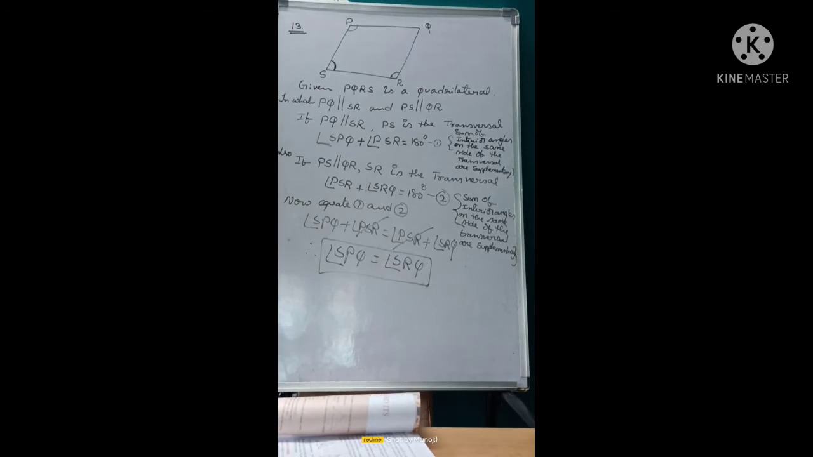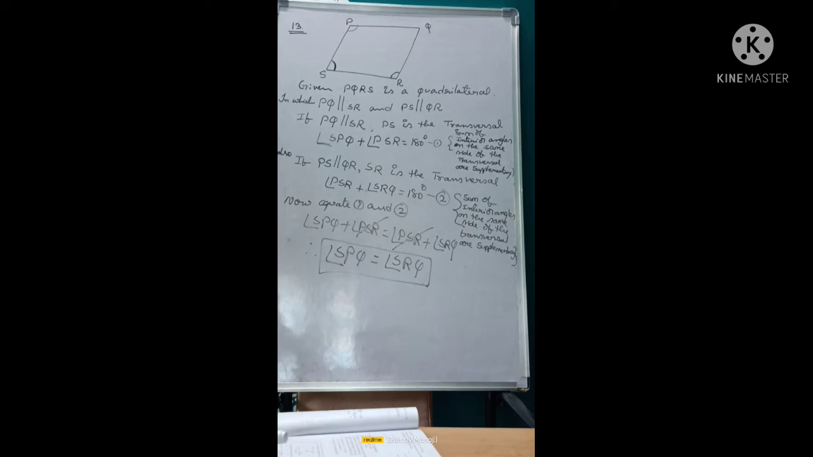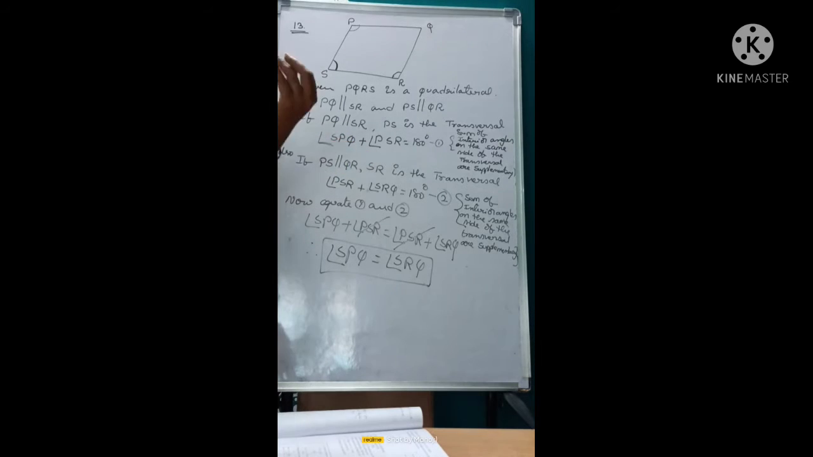This is question number 13. PQRS is a quadrilateral in which PQ is parallel to SR and PS is parallel to QR. Prove that angle SPQ equals angle SRQ. So this is a quadrilateral. We know that in quadrilaterals, there are some types where opposite sides are parallel to each other.